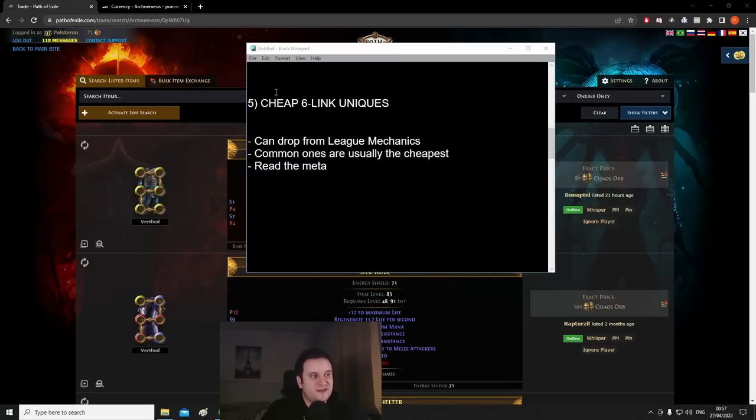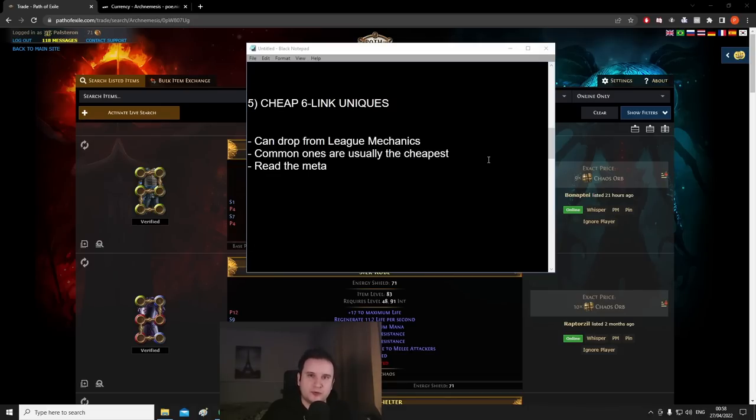Then number 5, cheap 6-link uniques. Now this is something that I feel like a lot of people don't realize, but there's actually quite a bit of uniques that are 6-linked and are pretty cheap. And if you see those cheap 6-link uniques, just know that nobody used Orb of Fusings on them. The reason they are so cheap is they can drop from League mechanics. The two that come to mind for me immediately are, for example, Legion or Metamorph encounters can actually straight up give you 6-link uniques. But these random 6-links are rolled from how common they are.